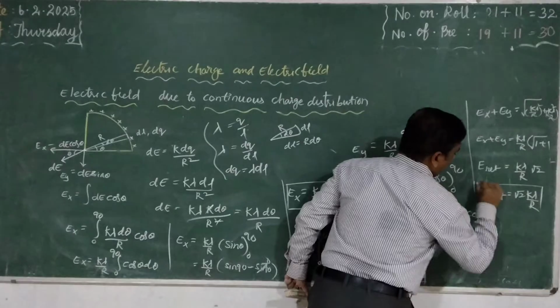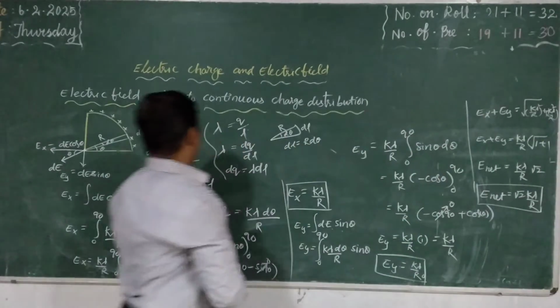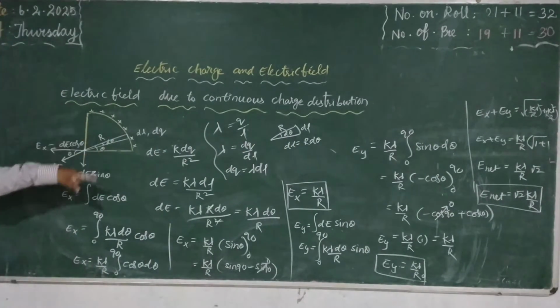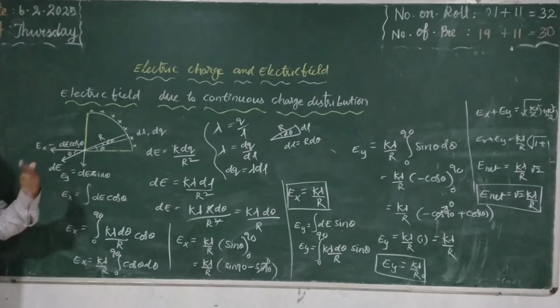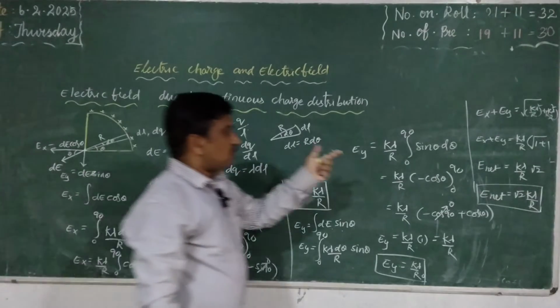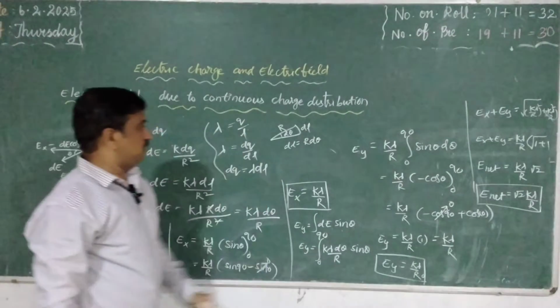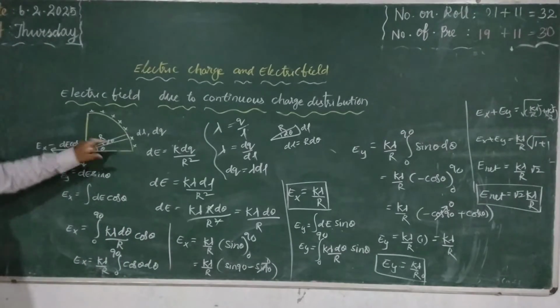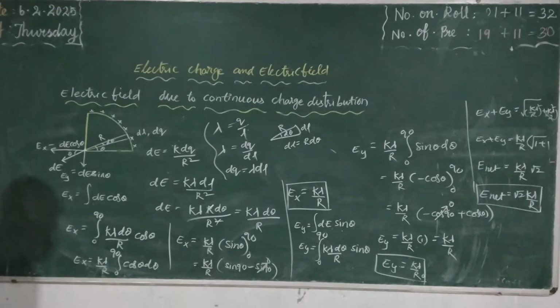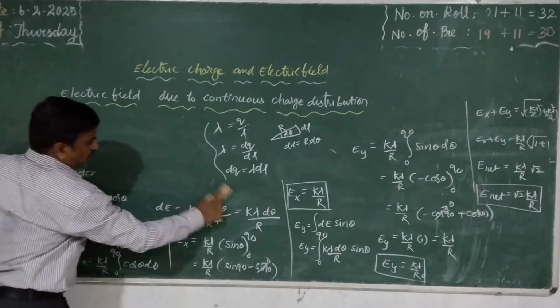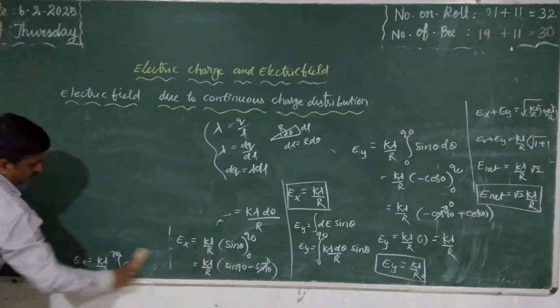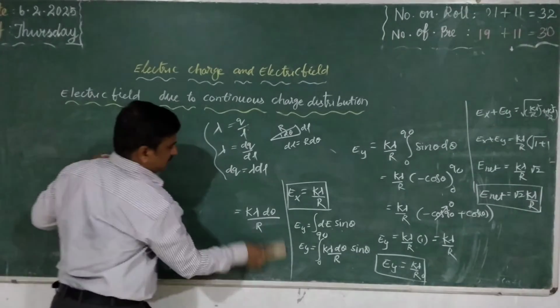This is the net electric field due to this continuous charge distributing rod which is in quadrant shape. Before, for semicircular shape it was 2kλ/r, and for quadrant shape it is √2 kλ/r. This is the electric field due to a quadrant. Now we can see the general case. We can use this one only. Let's see what the general case is.